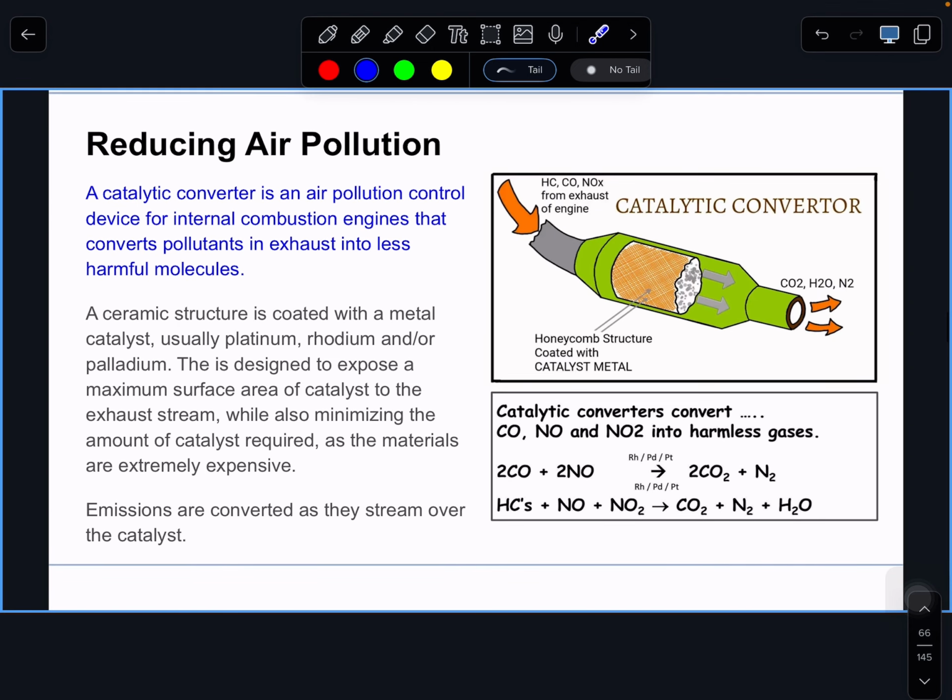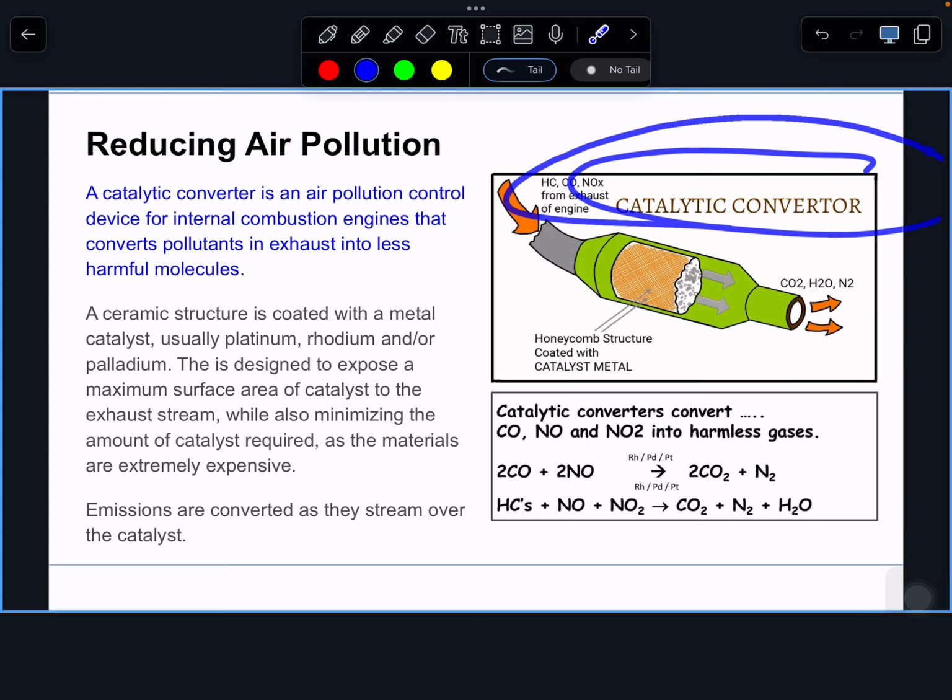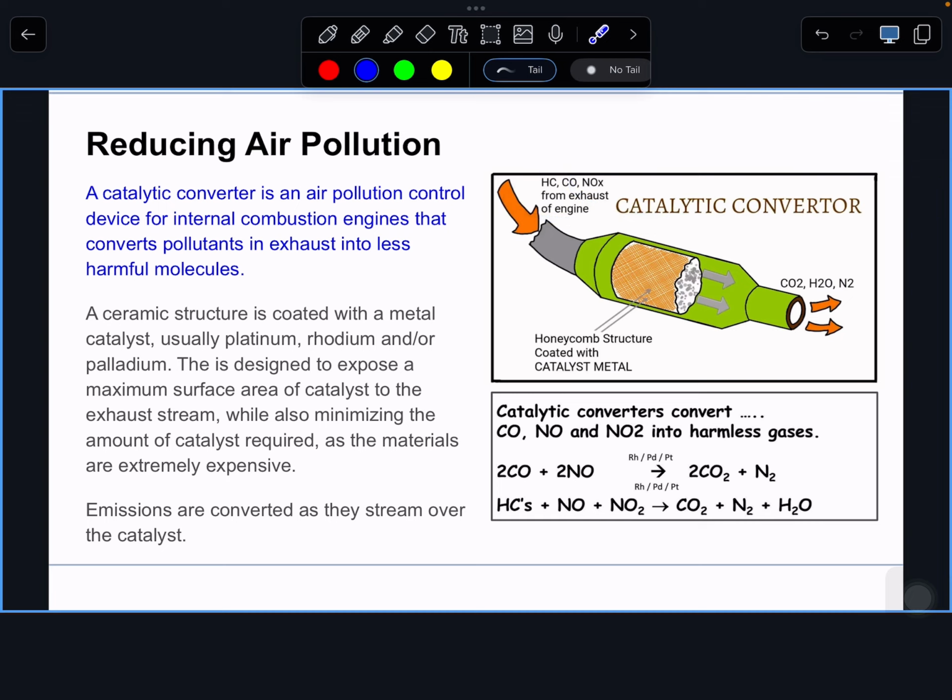Next, we have catalytic converters. So this is your muffler. Anybody who cuts off their muffler, not only does your car sound dumb, it doesn't sound cool, guys. I'm just going to say that out loud. Cutting off your muffler does not make you sound cool. It makes you sound like you don't have enough money to fix your car. It also releases a lot of pollutants.